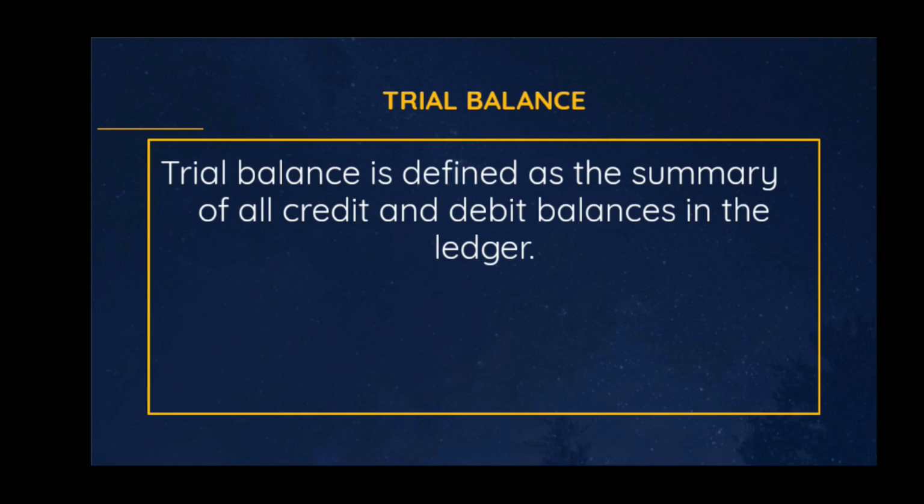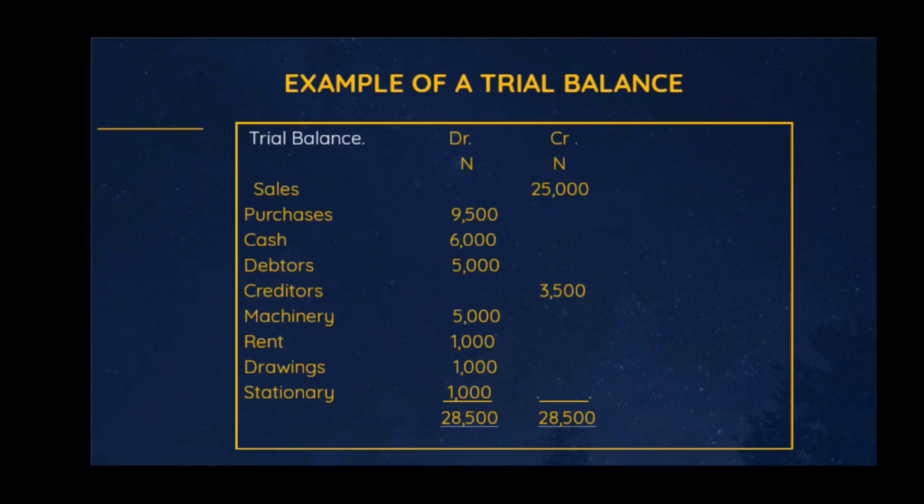Let's take a look at a sample of a trial balance. From the sample that appears on the screen, you can see the sales is having 25,000, which means at the end of the period, the total balance of the sales is 25,000. The total balance of the purchases is a debit balance, which is 9,500. Same thing with cash, which has a debit balance of 6,000. Debtors, debit balance of 5,000. Creditors, credit balance of 3,500 naira, and so on.